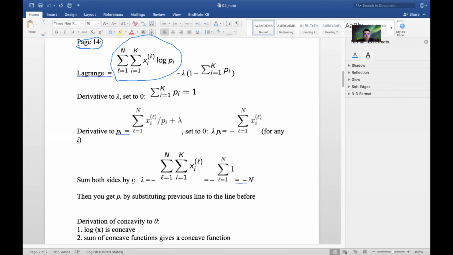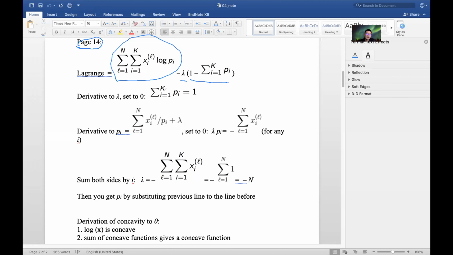For the constraint, we need to make the right-hand side equal to 0. Even though this is equal to 1, we need to make the right-hand side 0, so we move things to the left. The constraint becomes 1 minus this. Then this is the Lagrange multiplier, and the plus or minus doesn't matter because it can be positive or negative, so you can adjust it.